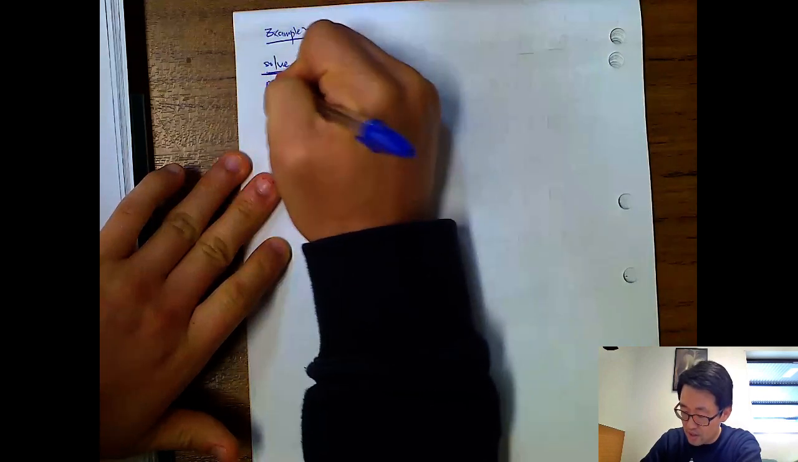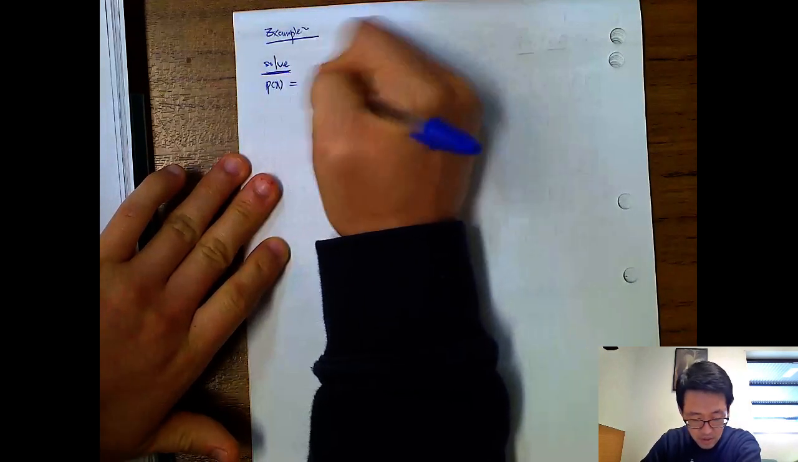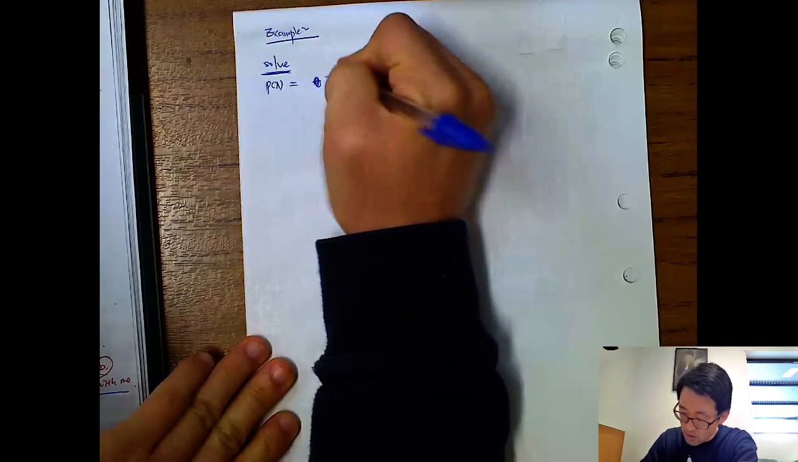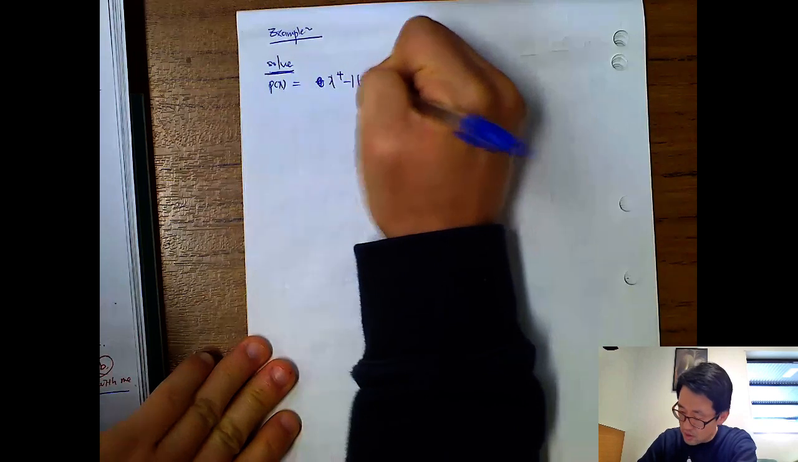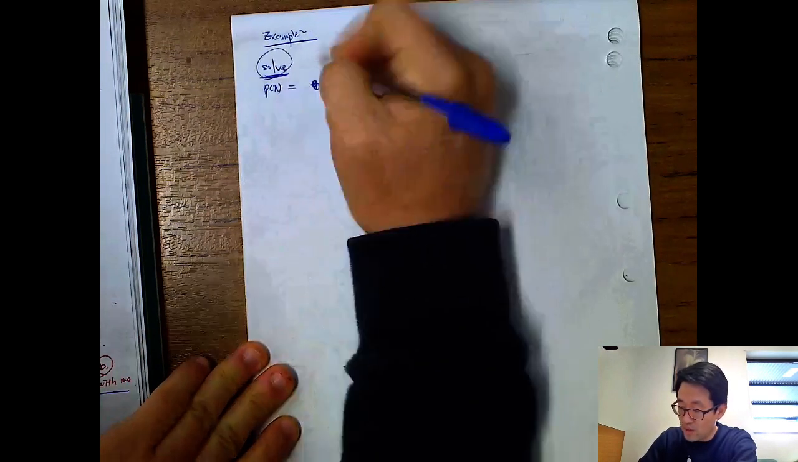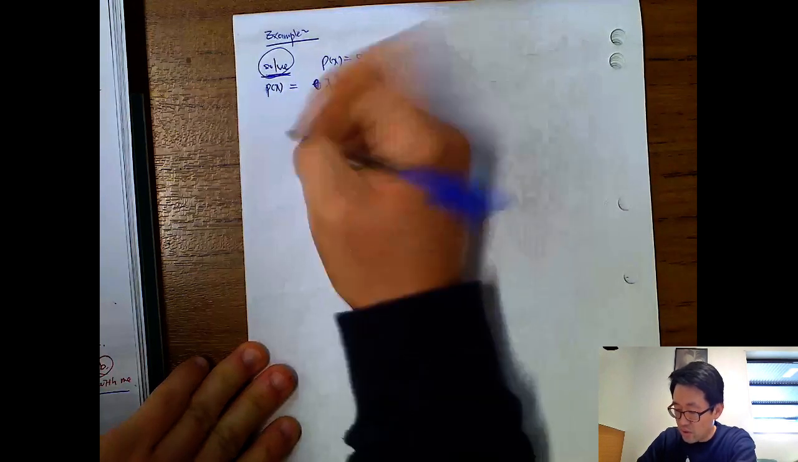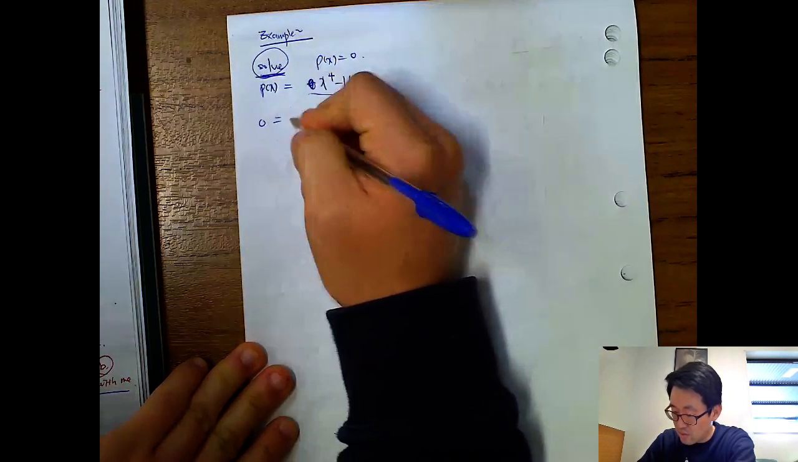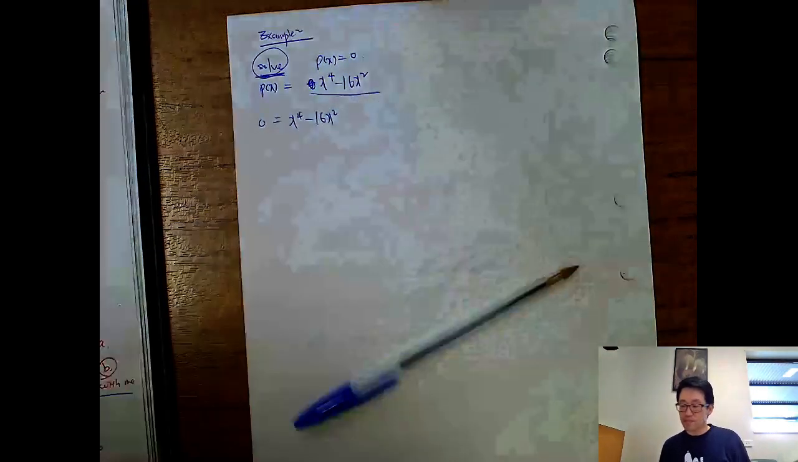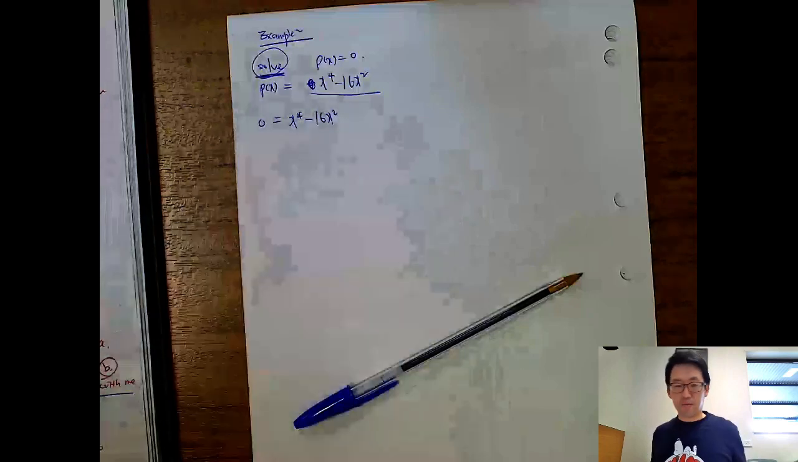Example 2. Solve. When they say solve, P(x), whatever you have. In this case, P(x) equals x to the power 4 minus 16x squared. Yep. Solve means P(x) equals 0. Therefore, this equals 0. Yeah. What should I do here? What should I do?